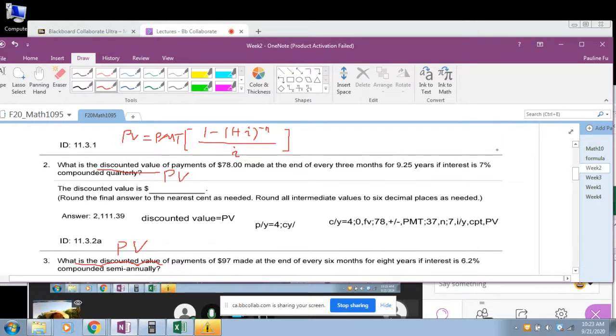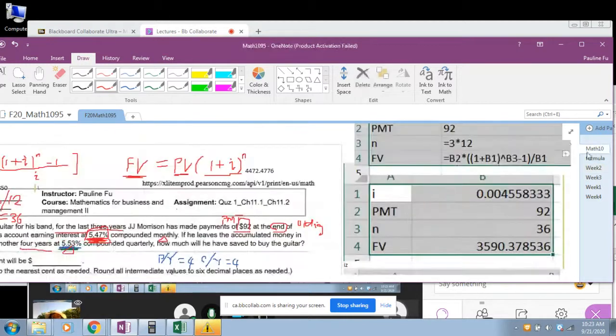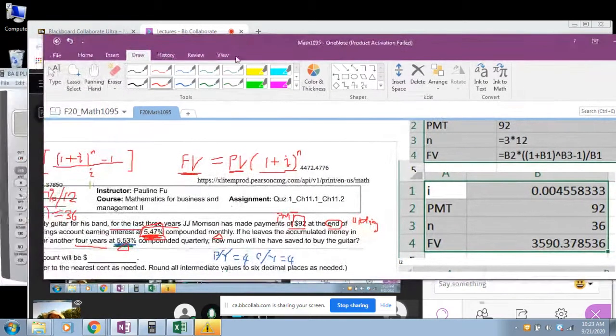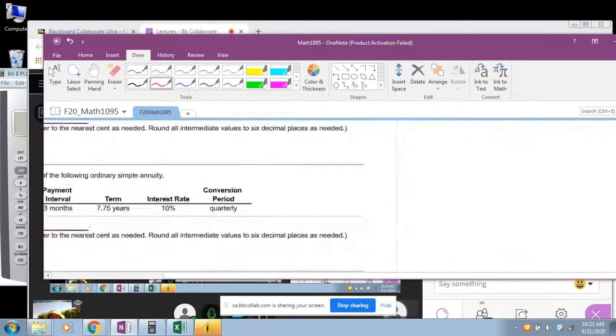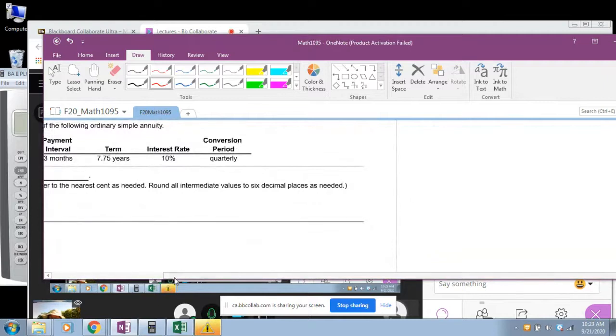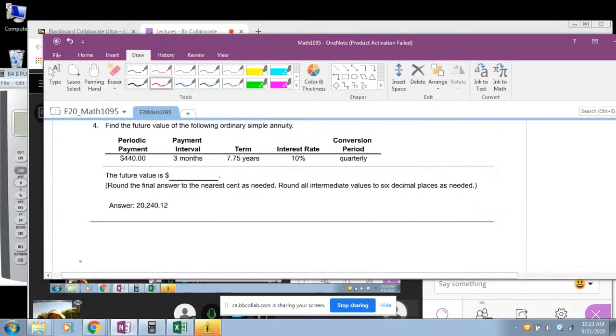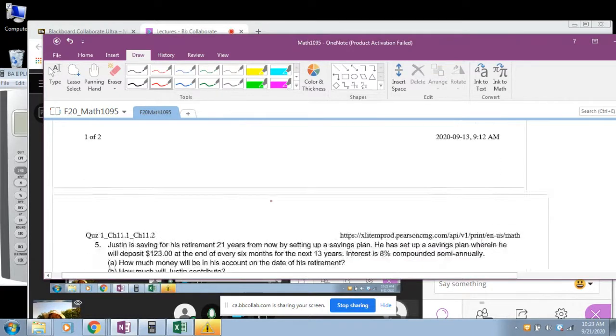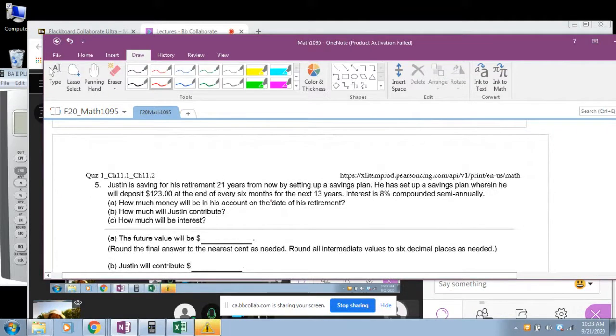Now I'm going to give you a question about future value. I will scroll up. This question, obviously, what is the future value? You don't worry. See, how much money will be in his account? That is asking the future value. How much money will be in his account? That question asks you future value.